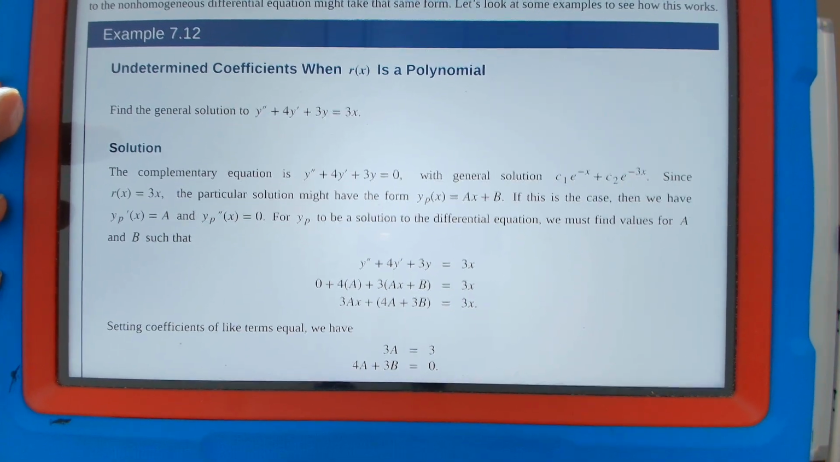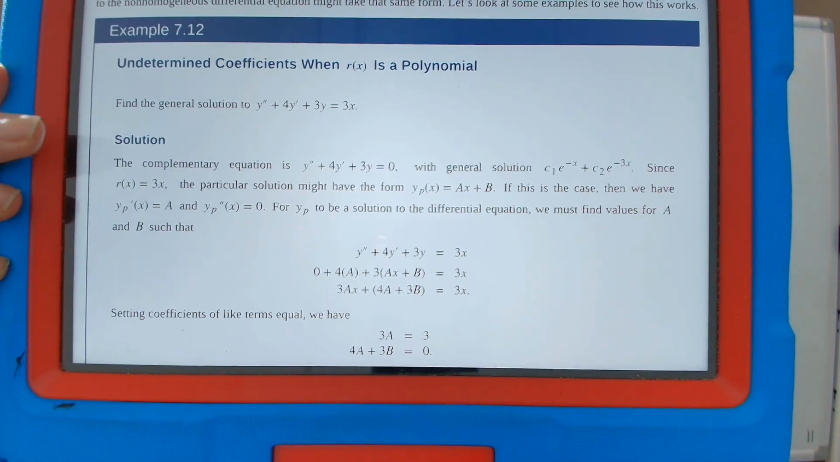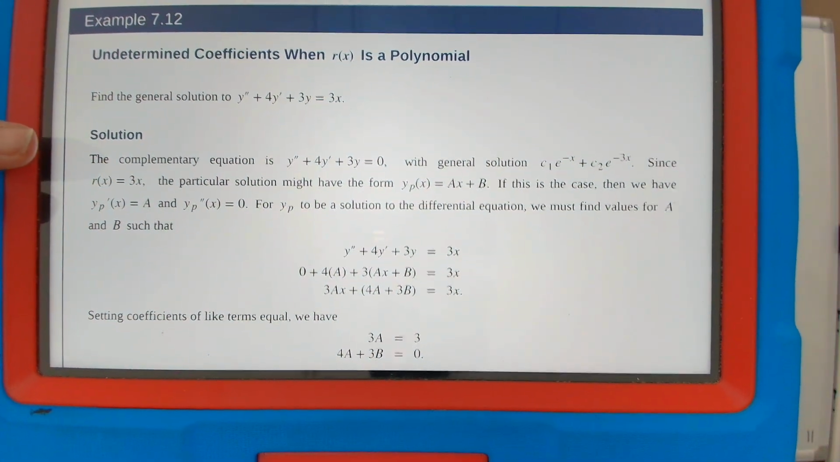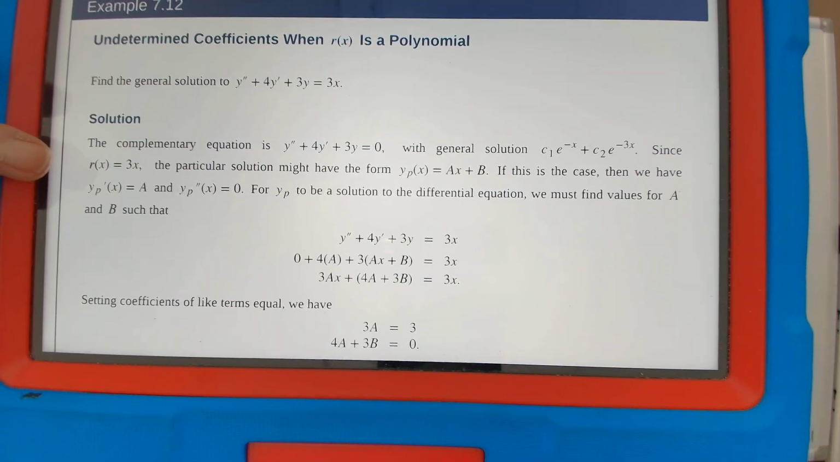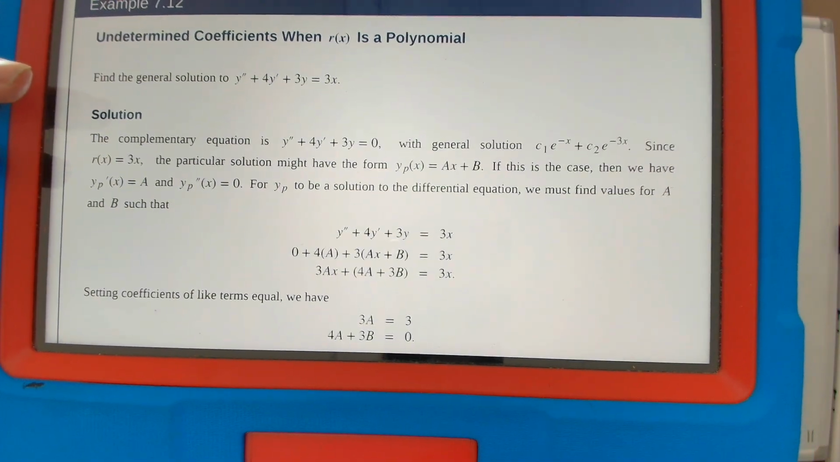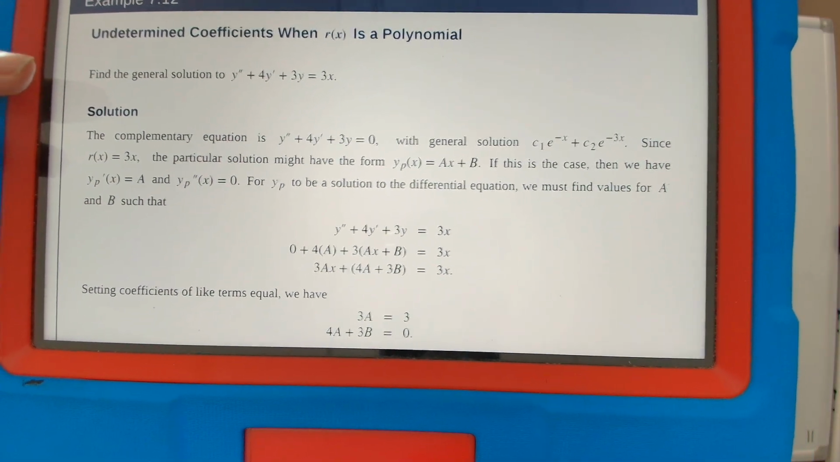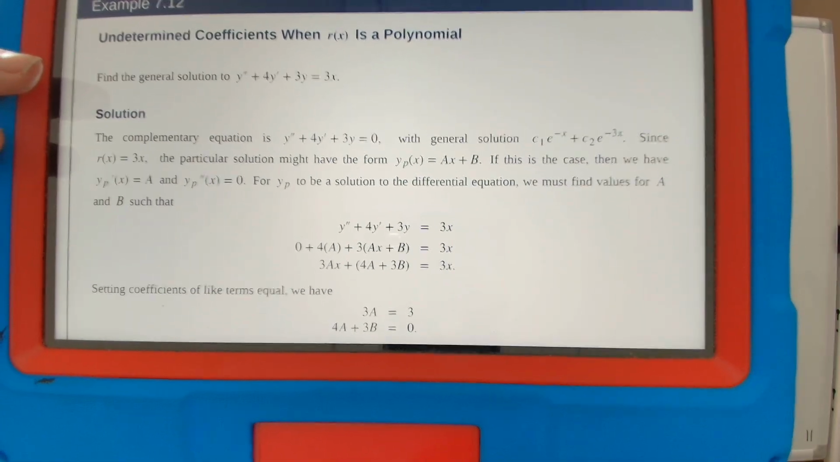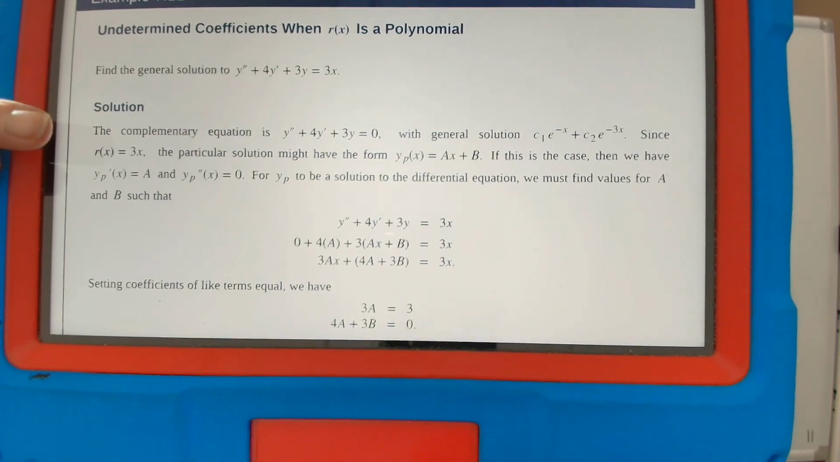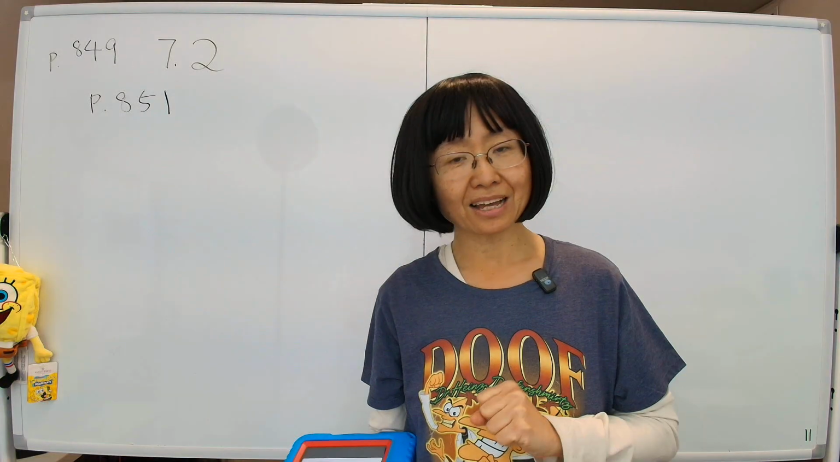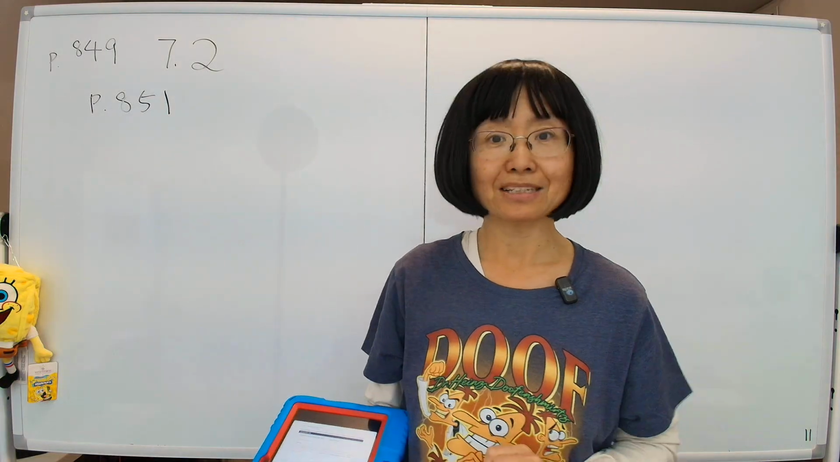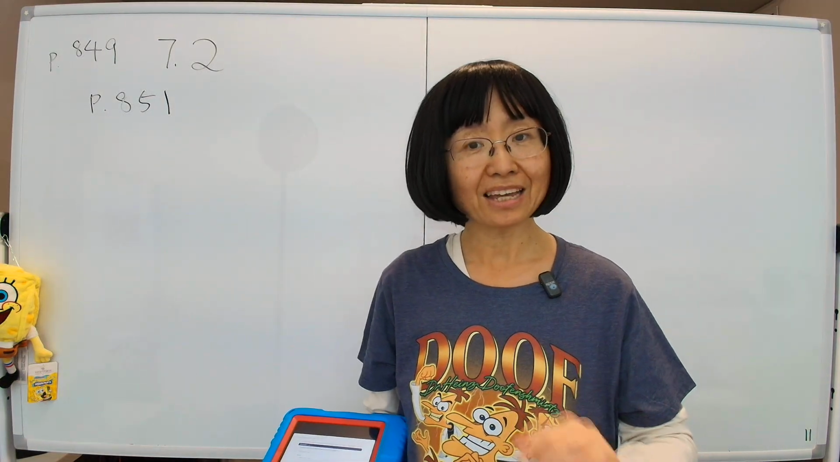This is example 7.12. We're going to guess, look at this line where it says yp of x equal to ax plus b. We're guessing that because the r of x, that is the thing here, is 3x. See, the equation equals 3x. So our guess will be yp of x equal to ax plus b. Why we guess it that way, we'll explain in a second. For now, we're going to figure out what a and b are.